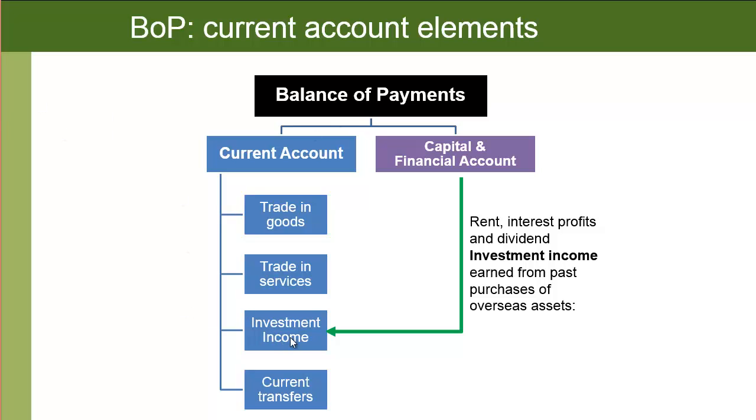Now, there are also going to be overseas economic agents who are resident in the UK or producing in the UK. So for example, an American-owned company may send profits back to America. When that happens, that's a debit item on income in the current account on the balance of payments.